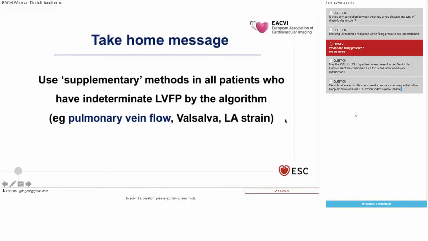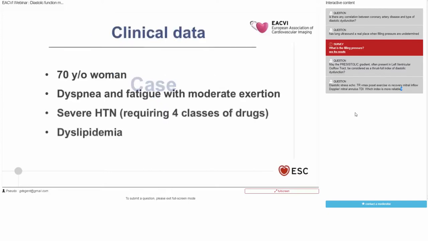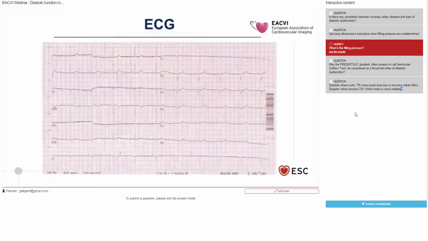And also left atrial strain, which is increasingly helpful, again, particularly in those cases where LV filling pressure comes indeterminate by the algorithm. Let me now show you a second case. This is a case of a 70-year-old woman complaining of dyspnea and fatigue with moderate exertion. She has severe hypertension, requiring four classes of drugs to control the blood pressure, and also dyslipidemia.